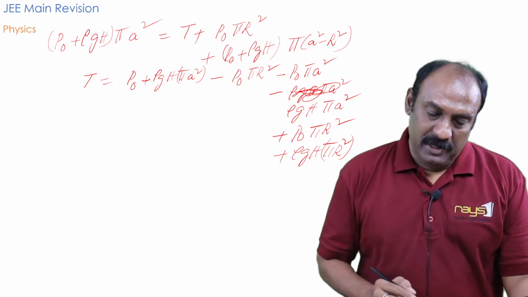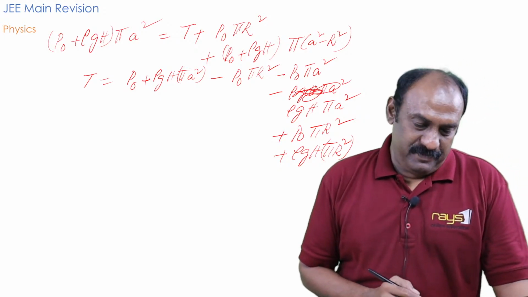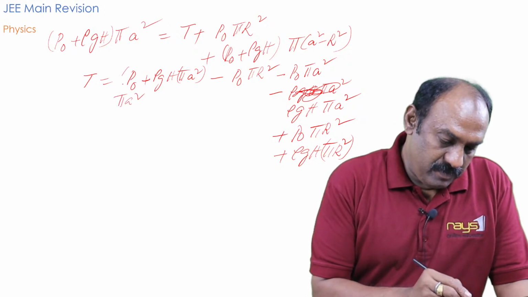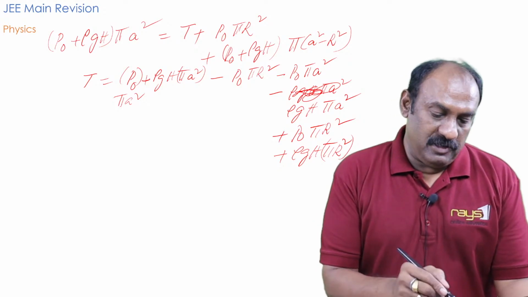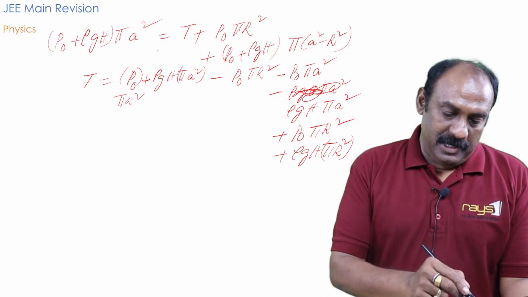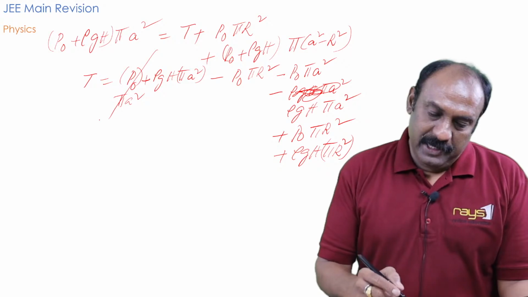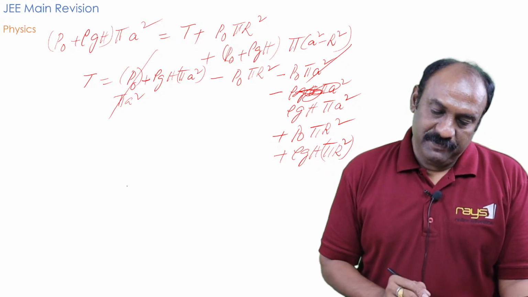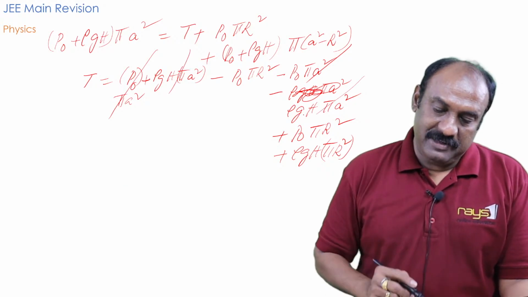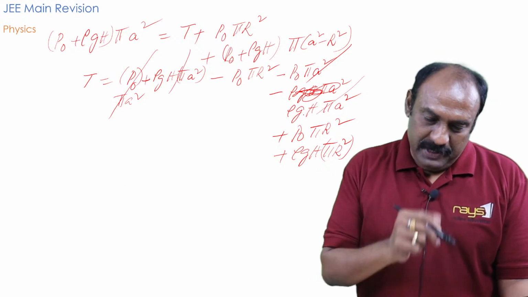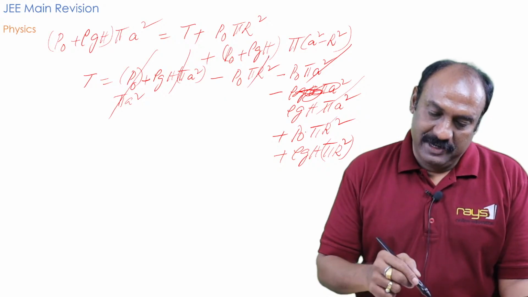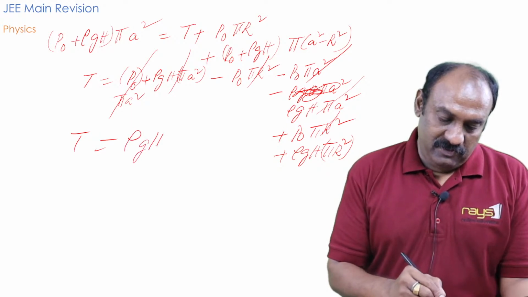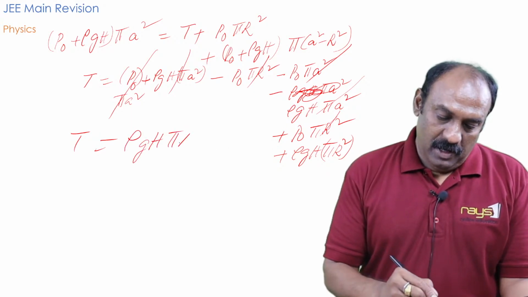So here P naught into pi a square is there, and rho g h into pi a square. P naught into pi a square gets cancelled, rho g h into pi a square gets cancelled, and P naught into pi r square gets cancelled. Then we get T equal to rho g h into pi r square.